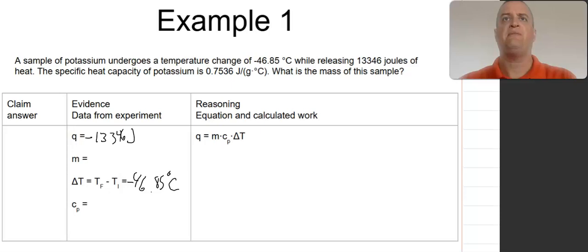The specific heat capacity is this, remember, 0.7536. Apologize for my handwriting, it's very different to write on this. And we always need to put our units. So this is joules over grams times degrees Celsius. You just copy down what's there. So what's the mass of the sample? Well, that we don't know, and it's often going to be in grams.